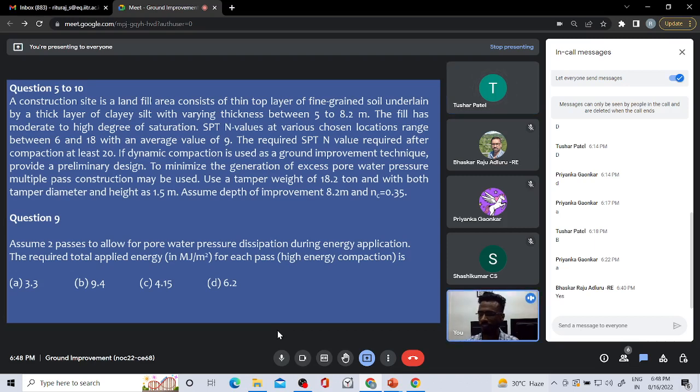Tushar, we can have the answer in the chat box. If someone wants to ask a doubt, sorry, but I'll give you the chance after a little time. Let's allow everyone to solve. If you are having any doubt, then you can unmute and ask, no problem with that. Okay.